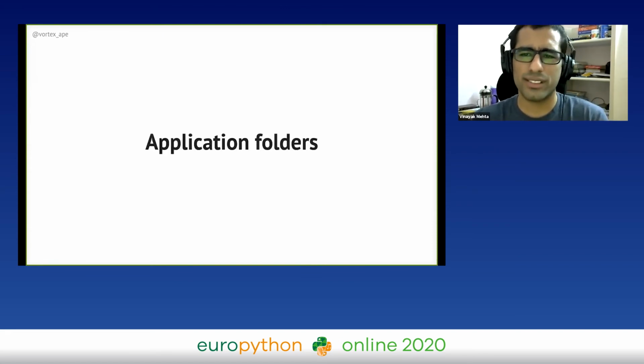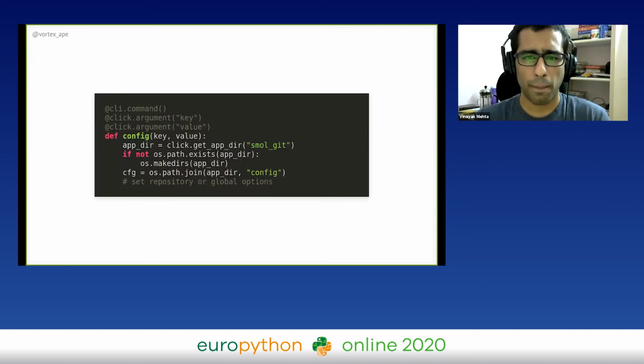Another use case is to persist user-specific configuration to a file. For example, we should persist things like username and email in our application folder when the user sets them using the config subcommand. Click provides a function which can help us do this. So we define a config subcommand with the key and value arguments. Then we get the application folder path for smallget using the get_app_dir function. We create the path if it does not exist, and finally store the user-specific config settings in a file called config.